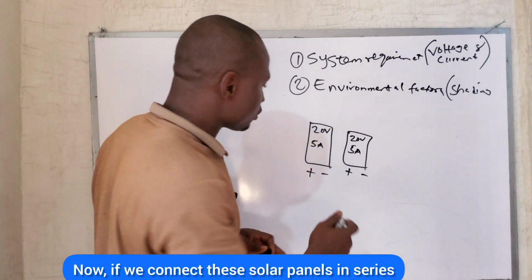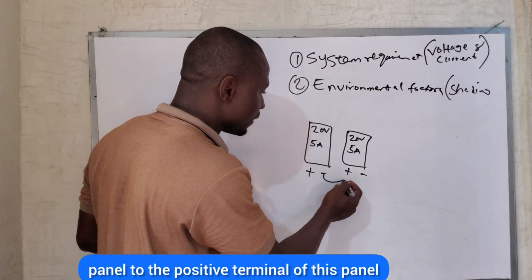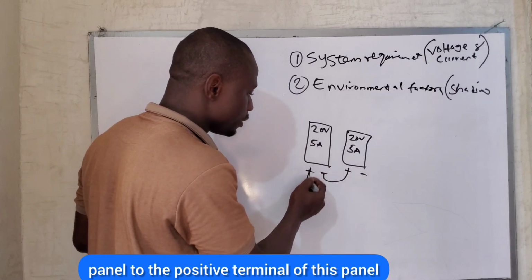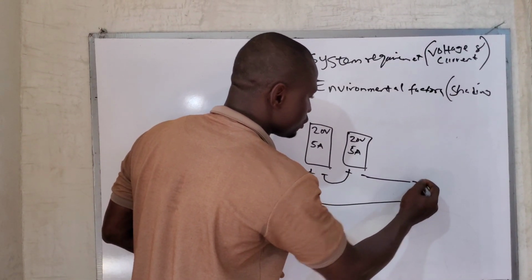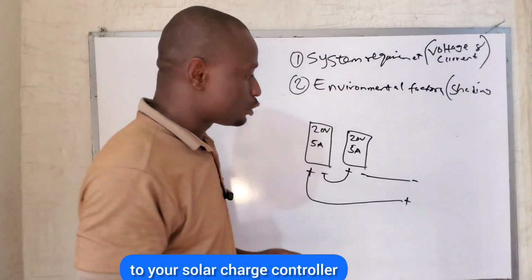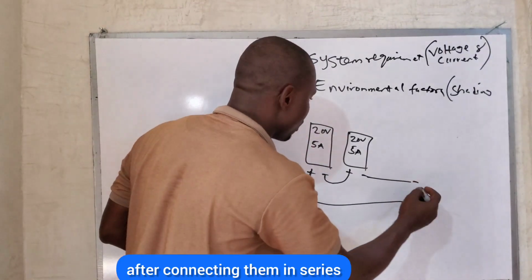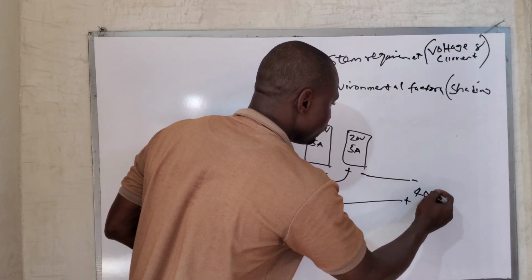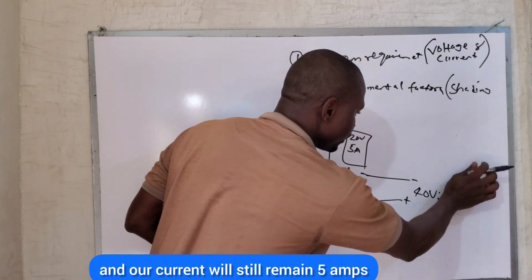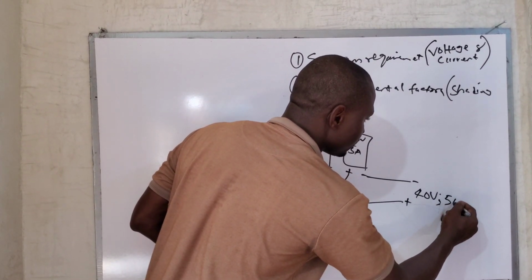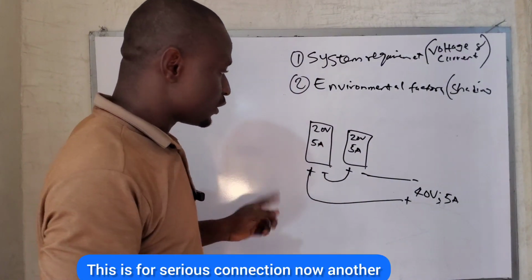Now, if we connect these solar panels in series, by connecting them in series, you connect the negative terminal of this panel to the positive terminal of this panel. So this is your positive and this is your negative. So these are the terminals you are sending to your solar charge controller. So after connecting them in series, what we will have here is 40 volts, because the voltage will double and our current will still remain 5 amps. This is for series connection.